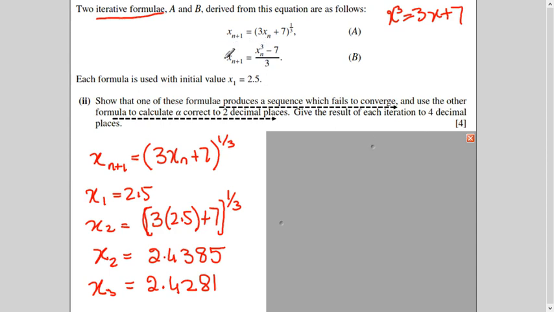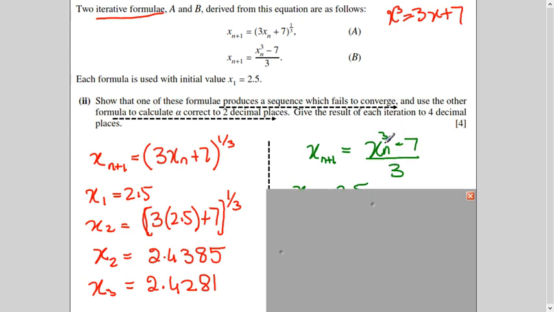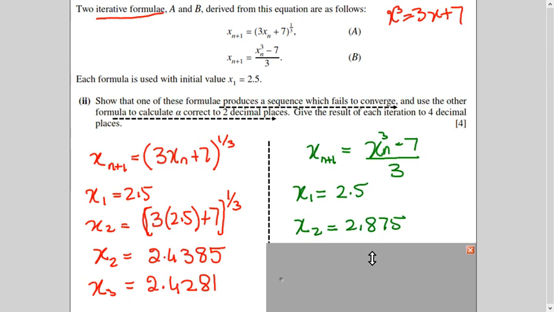And now let's apply the second formula, because it was saying show that one of these formulas produces a sequence which fails to converge. So this did not fail to converge. This is converging. So let's see the second formula. Now I will substitute here x1, which is 2.5, right? That will give me x2. So when I plug in 2.5 here, 2.5 cube minus 7 divided by 3, I got this. So that is the value of x2.